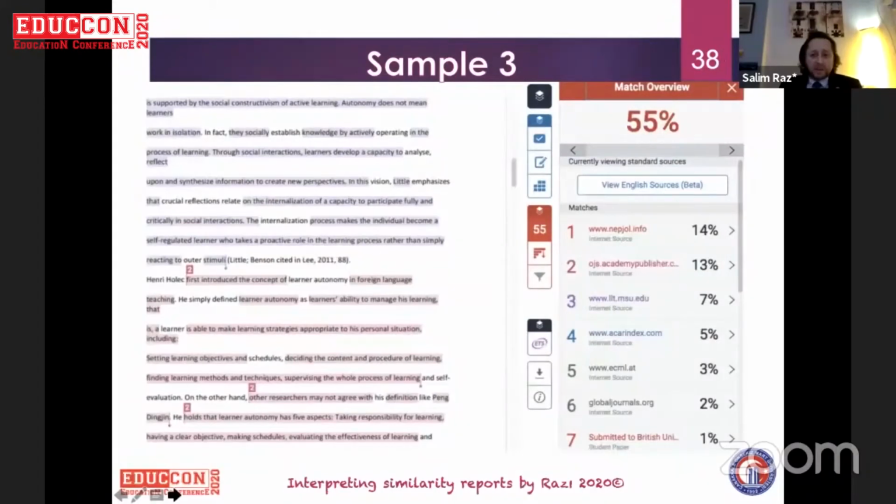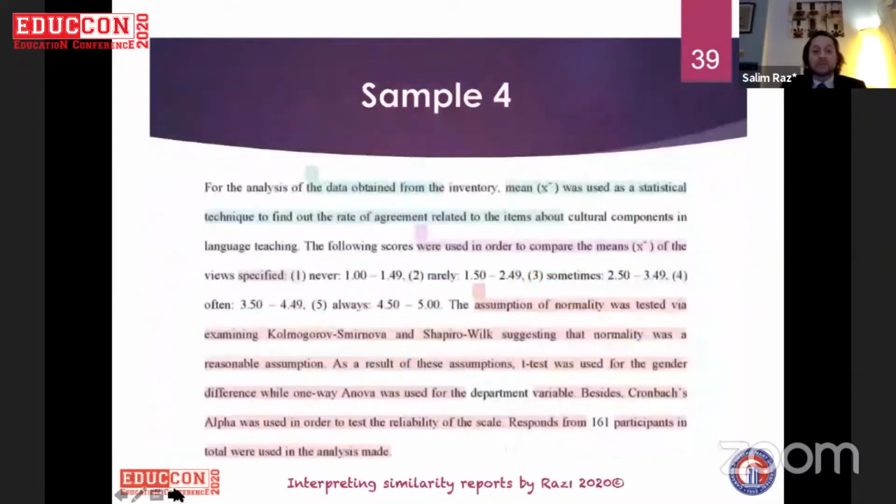And in this example, you see 55% match that are coming from different sources, 14%, 13, 7, 5, and some others are coming. Is this problematic? I am checking the matches here, and I don't see any quotation marks. However, they are very similar to the original expressions. Again, this is problematic. I will be considering this as plagiarism.